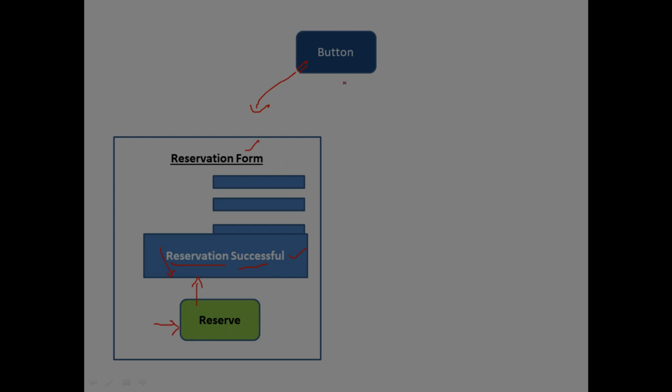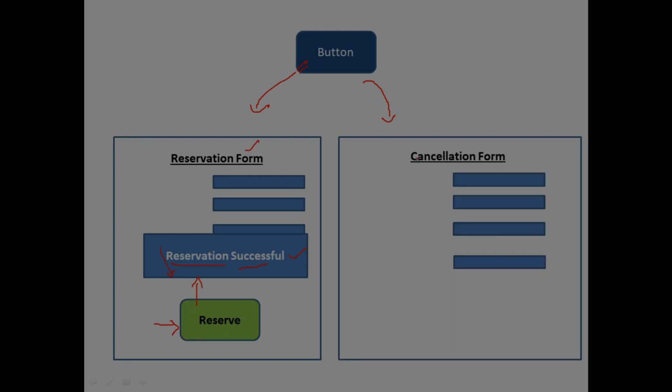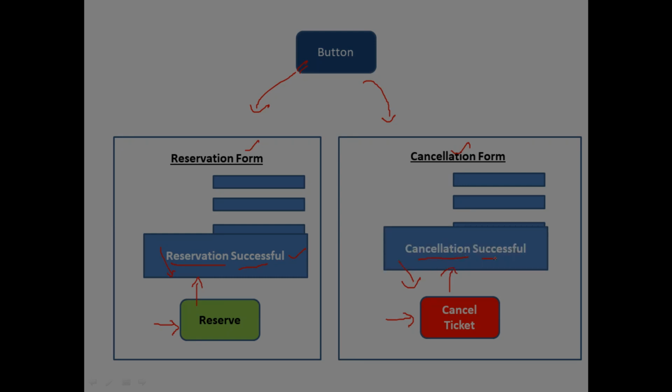Likewise, a button can also be part of your cancellation form. So you want to cancel a ticket, so there will also be a button, and you'll have this text cancel. When you want to cancel a ticket, you'll click on this button. What will be the message that will be available to the user? If the process is smooth, you'll say cancellation successful or something like that. So you'll be using this button in every form that you're creating.